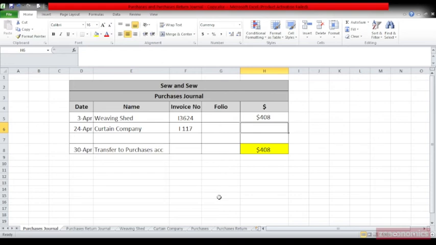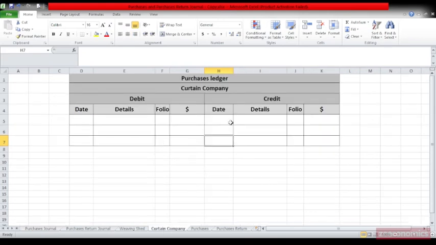That will be $238. Okay, this one is $238. Now proceed to the double entry. We go to the Curtain Company's ledger, same as the weaving shed that we have done before, and we enter the date. That would be 24th of April. The detail is purchases, and the amount is, what is the amount again? $238. Okay, now there you have it.